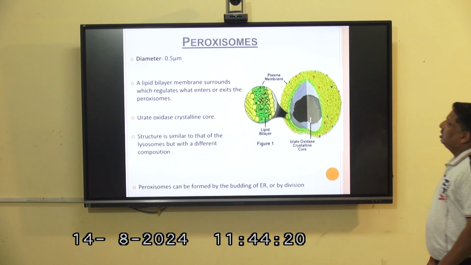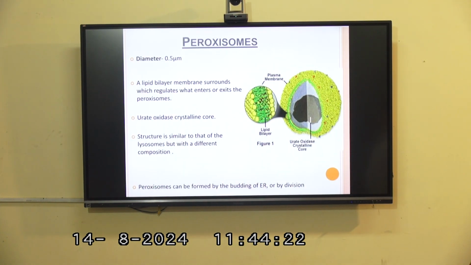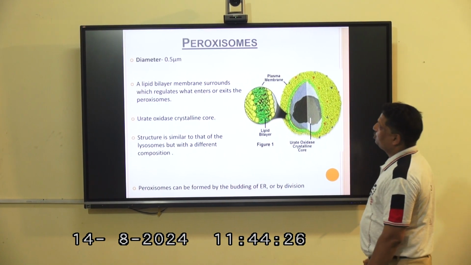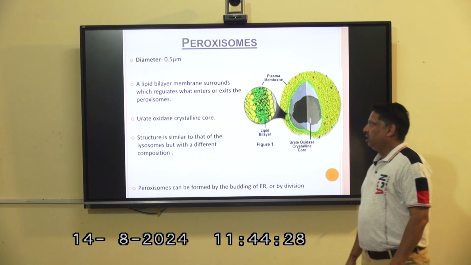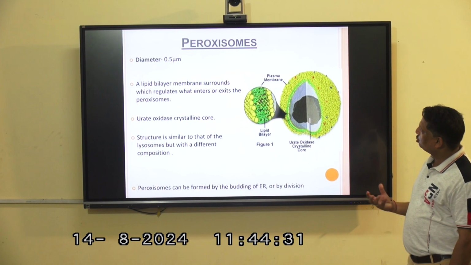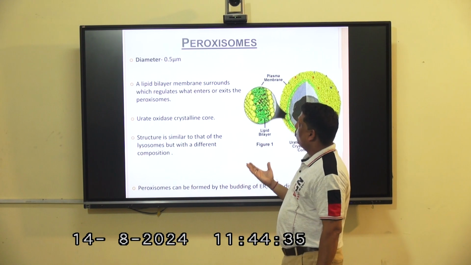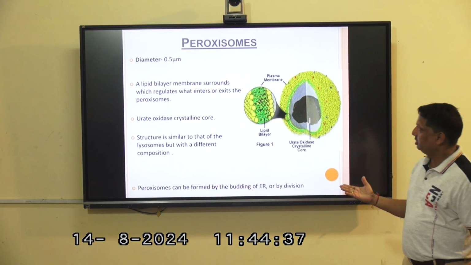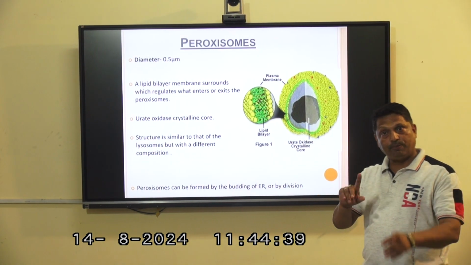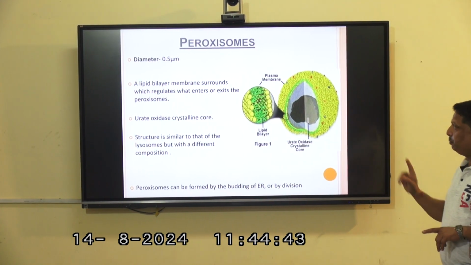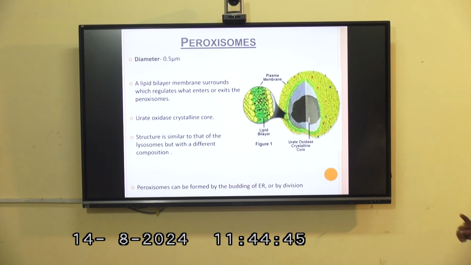And these are the other cell organelles, which are present in the form of peroxisomes. Their average diameter is 0.5 micrometer. And most importantly about them is that the lipid bilayer membrane surrounds them, which regulates what enters and exits. That is, enter or exit. Both, entry and exit. And the peroxisome is responsible for that.